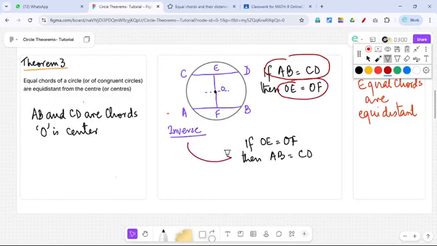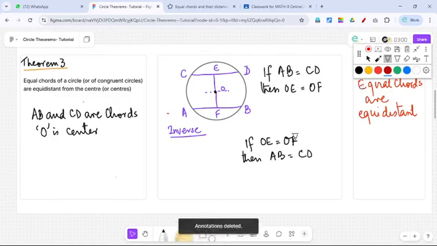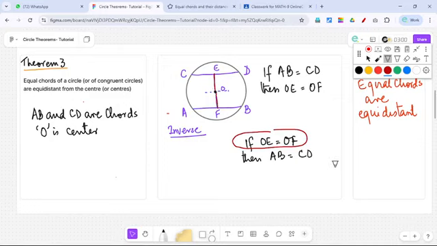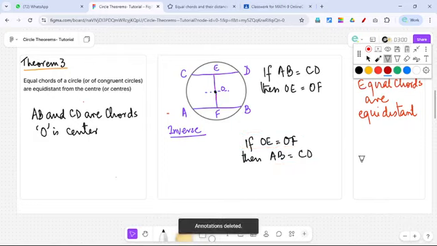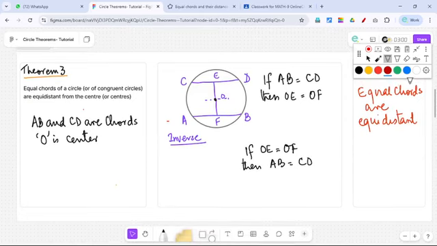And what will be the inverse of the theorem? The opposite. Then we can state that if the distance from the center is same, if OE and OF are equal, then the length of chord is same. In short form, how do you remember this theorem? Just remember that equal chords are equidistant. They are of equal distance from the center. This is in case of one circle.